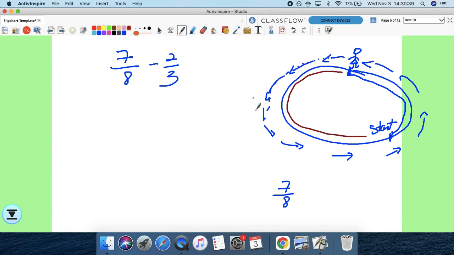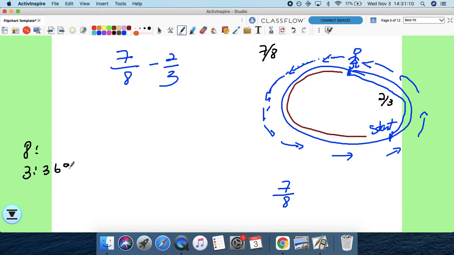So the one full circle is 7/8. That's one full circle. So she ran 2/3, and this part's 2/3 she ran. It's not to scale. Okay, so obviously 2/3 is a lot more than that. So she ran 2/3. How much more does she have to run? Well, anyways, let's find the denominator.